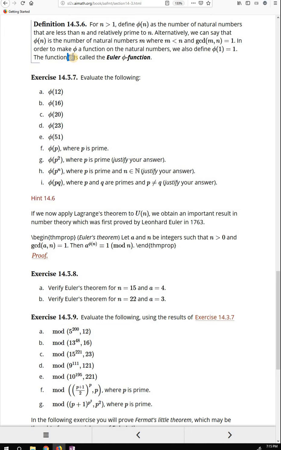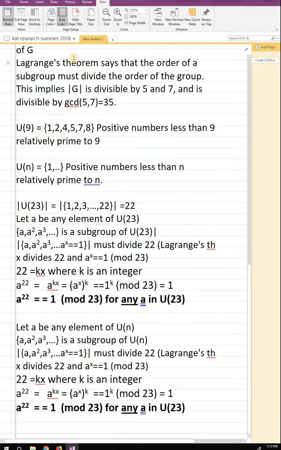It's this thing. Oh, yes. Okay. I'm sorry. With relatively prime, not all the integers, just the relatively prime. Okay. So I'll just say, okay. All right.